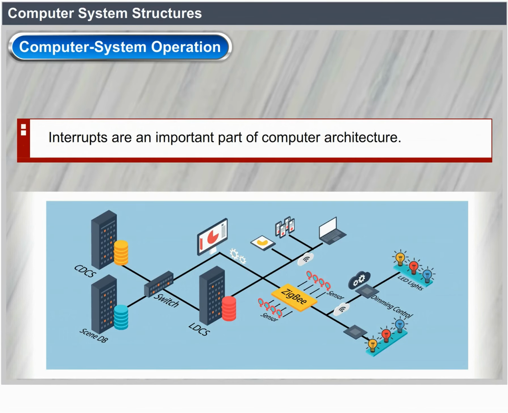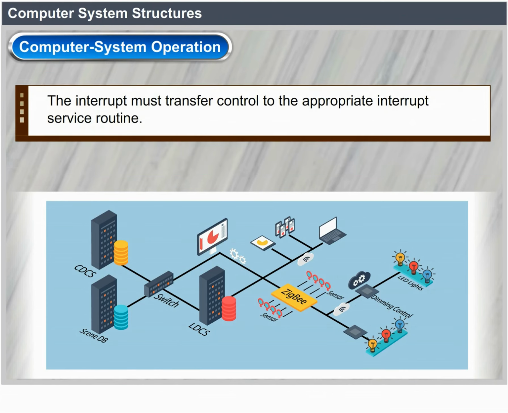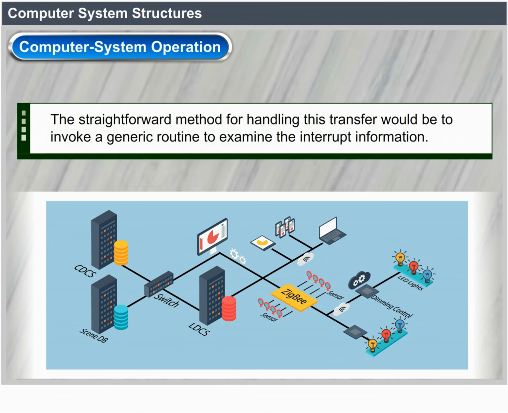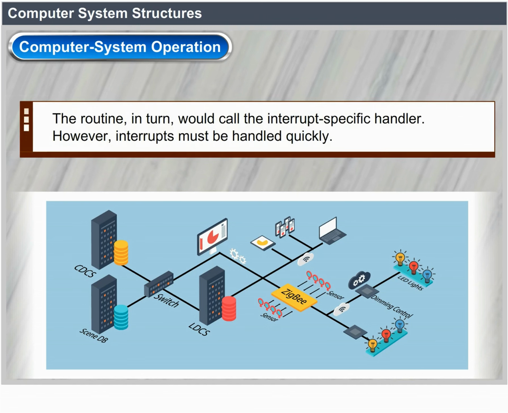Interrupts are an important part of a computer architecture. Each computer design has its own interrupt mechanism, but several functions are common. The interrupt must transfer control to the appropriate interrupt service routine. The straightforward method for handling this transfer would be to invoke a generic routine to examine the interrupt information. The routine in turn would call the interrupt-specific handler. However, interrupts must be handled quickly.